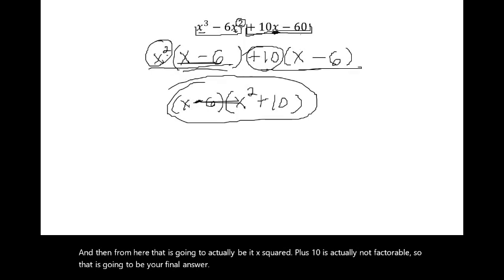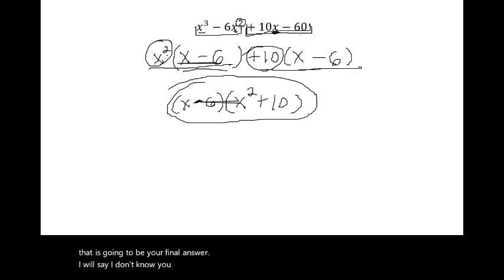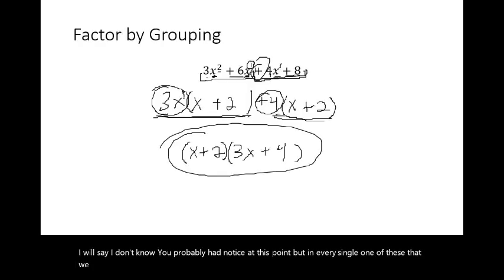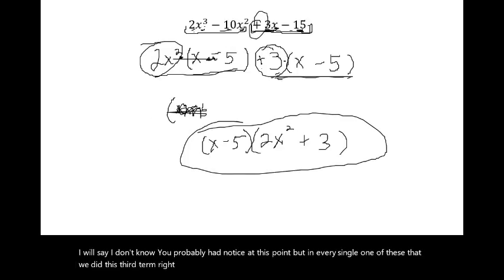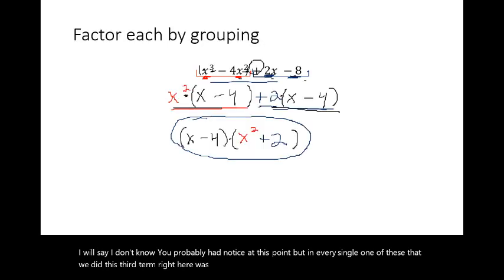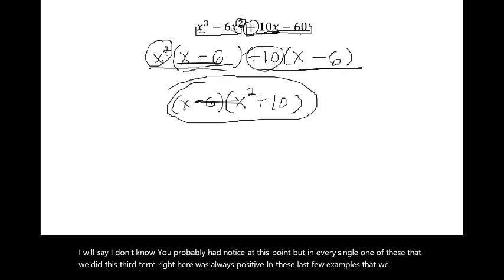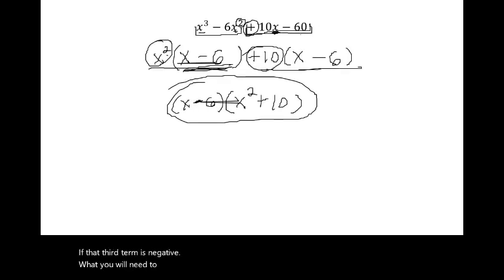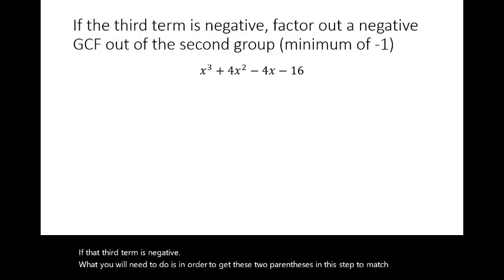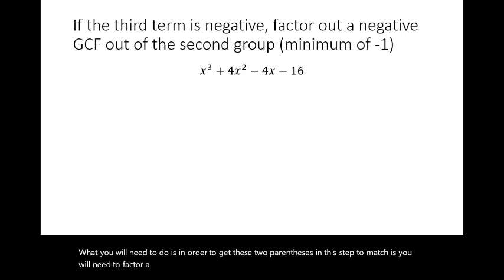Now, I will say, you probably hadn't noticed at this point, but in every single one of these that we did, this third term right here was always positive in these last few examples. If that third term is negative, what you will need to do, in order to get these two parentheses in this step to match, is factor a negative GCF out of the second group.